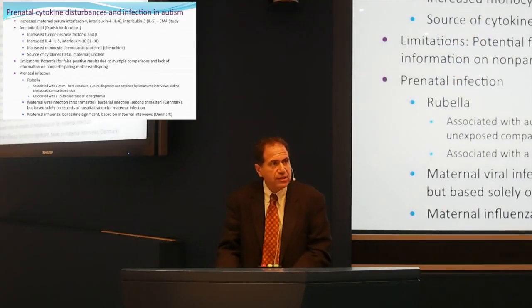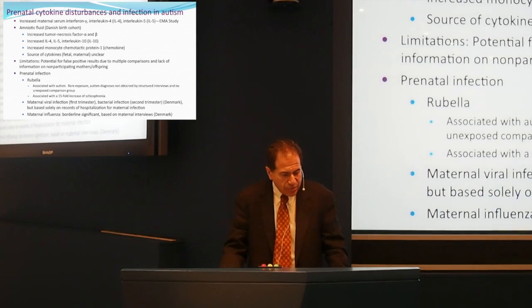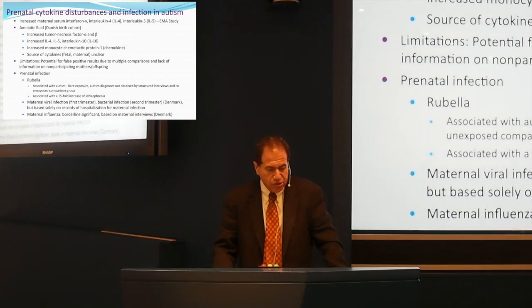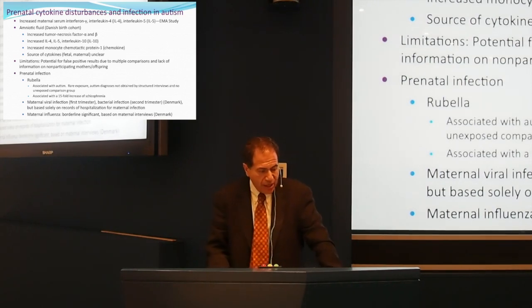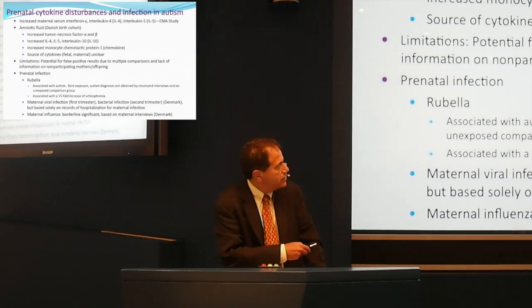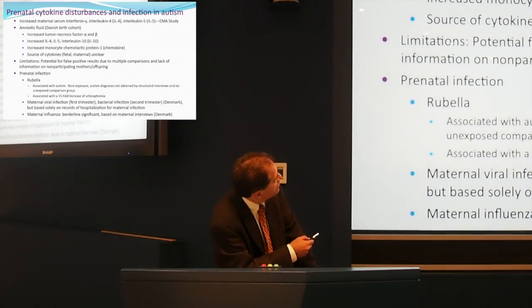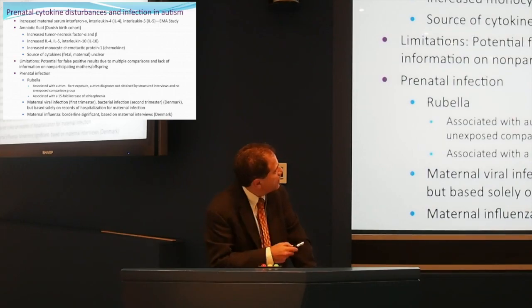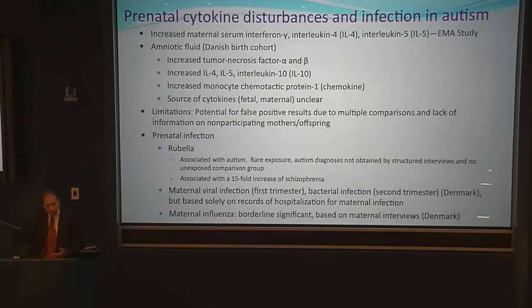Now to move on to autism, there have been a number of studies that have looked at prenatal cytokine disturbances and infection in autism. Increased maternal serum levels of several cytokines have been demonstrated in the Early Markers of Autism study in California. In amniotic fluid in a Danish birth cohort, a number of cytokines were found to be increased. Some of them were the same as those in the serum, especially IL-4 and IL-5. One of the issues that comes up with amniotic fluid, though, is that the source of the cytokines is unclear. The contribution of the fetal and maternal compartments is a question.